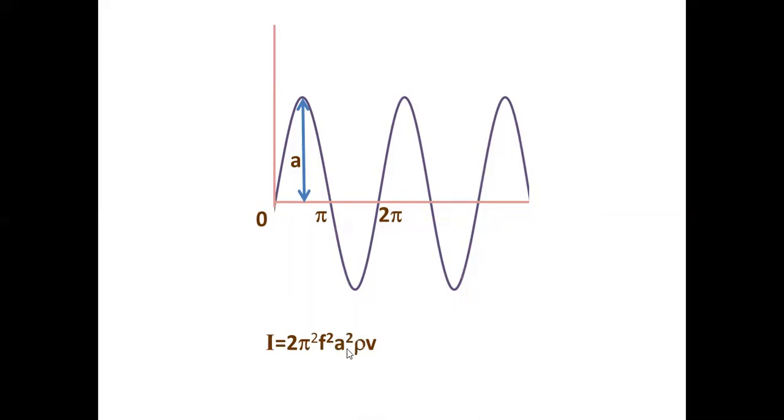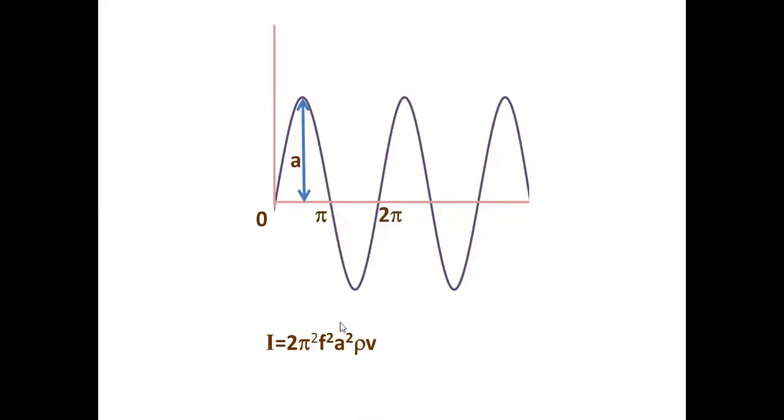Why, sir? Only this term is enough? What about frequency, rho, v? Of course, they are needed. But when you study superposition, amplitude, how does it control the intensity? That is the only factor which is needed. Intensity is directly proportional to the square of the amplitude. That is the most important thing that we need.